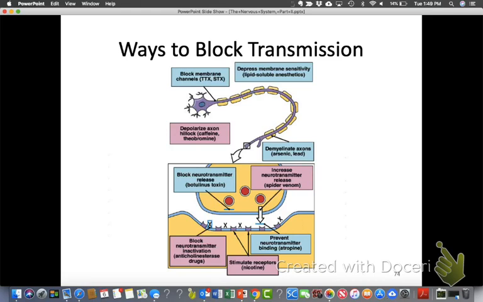All right, back to the synapse. If we block the release of neurotransmitter, no neurotransmitter secreted means you don't stimulate that synapse, and that's the way botulinum toxin works. It paralyzes muscles.